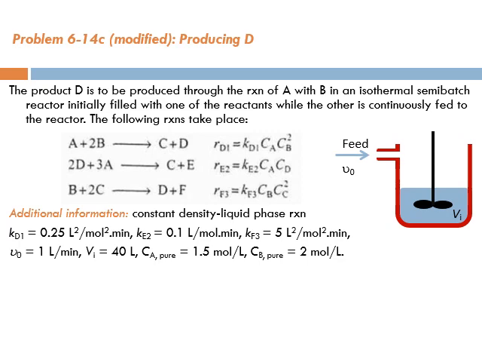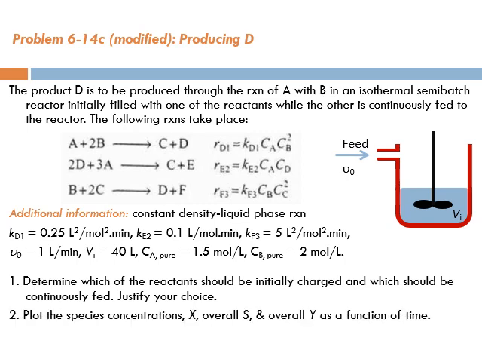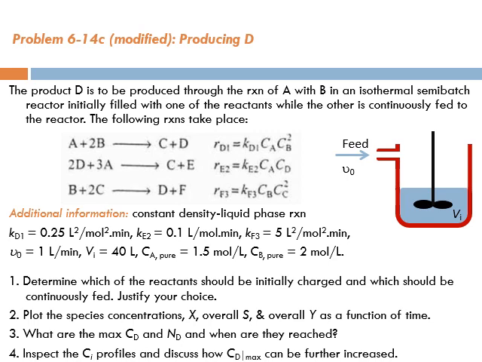And we have the concentration of pure A and the concentration of pure B given as well. So what's required? Well, we need to determine which of the reactants should be initially charged and which should be continuously fed, and we should justify our choice. And we should also plot the species concentrations, conversion, overall selectivity, and overall yield as a function of time. And also the third question, what are the maximum CD and ND and when are they reached?